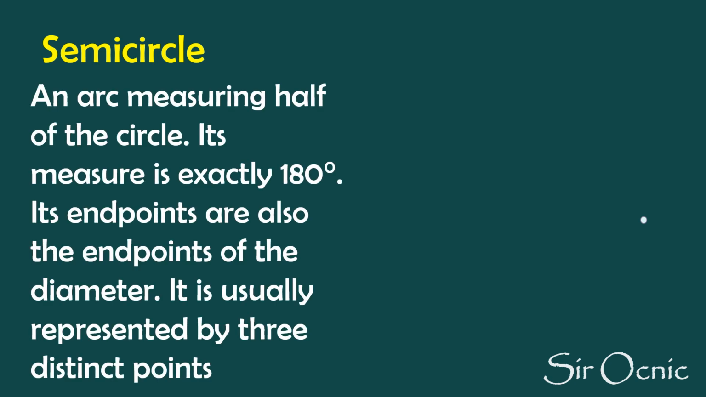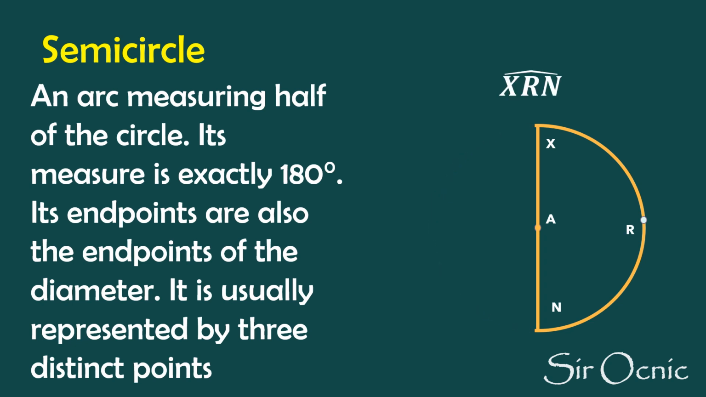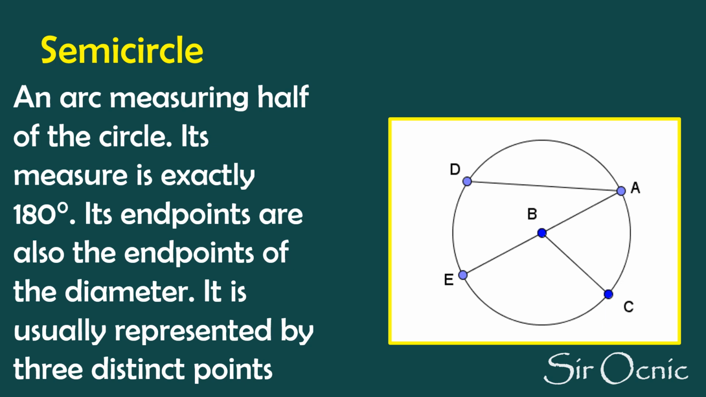A semicircle is an arc measuring half of the circle. Its measure is exactly 180 degrees. Its endpoints are also the endpoints of a diameter. It is usually represented by three distinct points. This is an illustration of a semicircle. Arc XRN is a semicircle. Let us name all possible semicircles in this illustration. We have arc ADE and arc ACE.